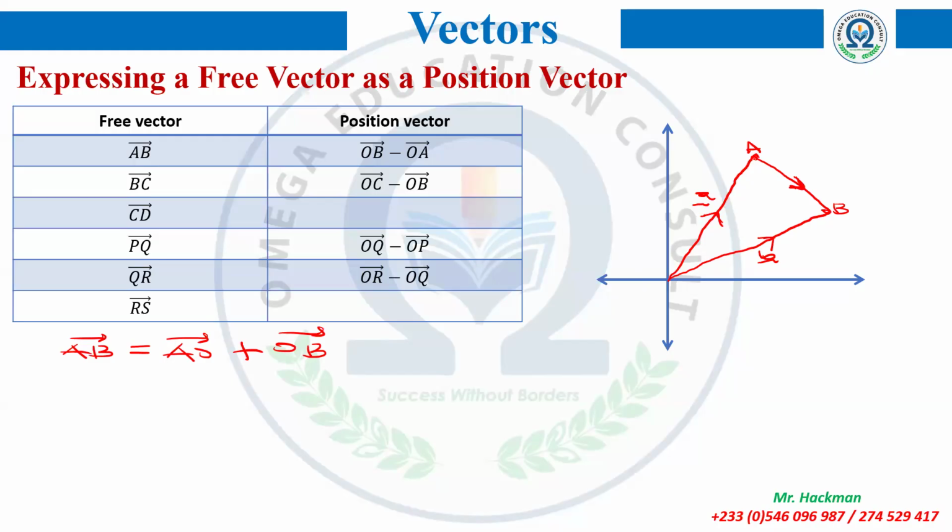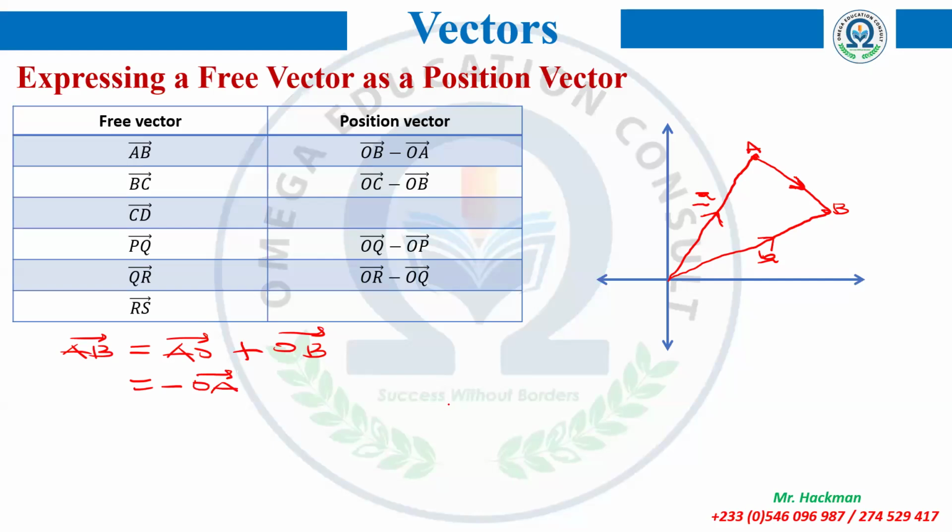From A to O, I look at the direction of the arrow. Are you in the same direction? No, you are not. Look at the direction of the arrow here. The arrow is moving from O to A, but you are now moving from A to O. So you are not in the same direction. You are opposing the direction. So if you have O to A and you want A to O, it will be the negation of your original direction, which is O to A.